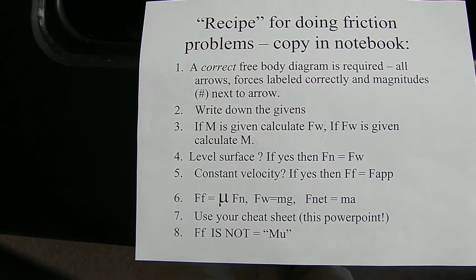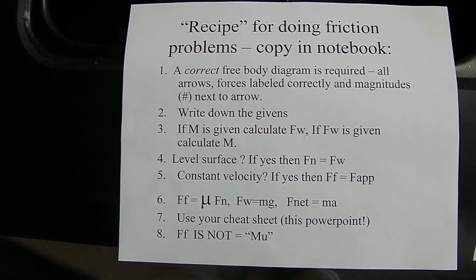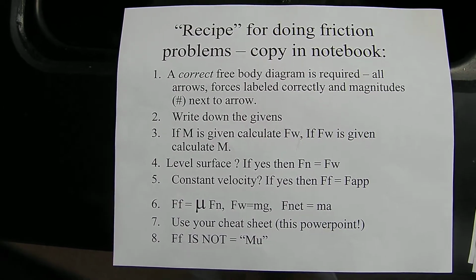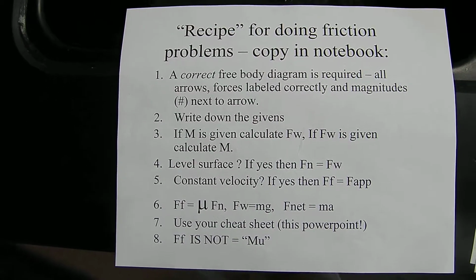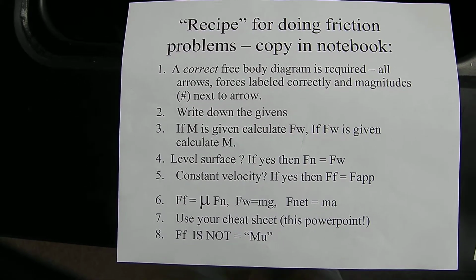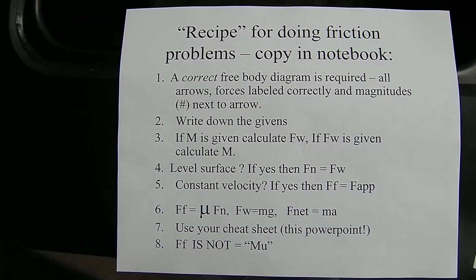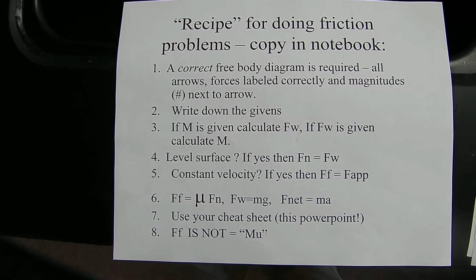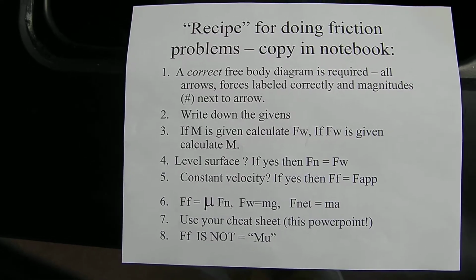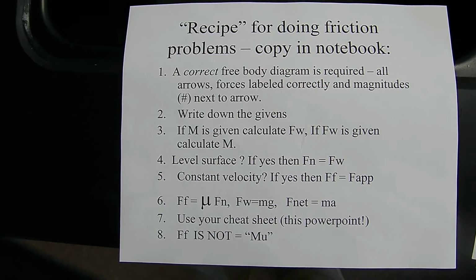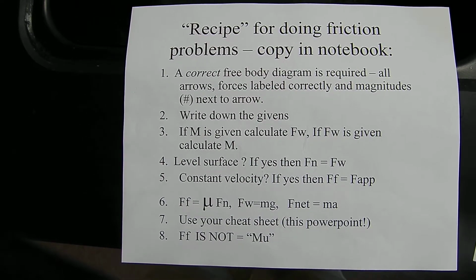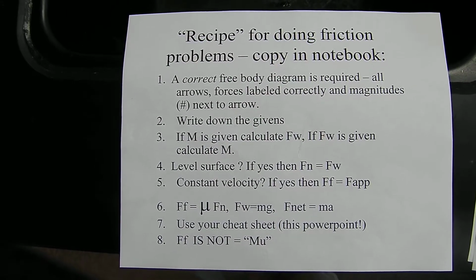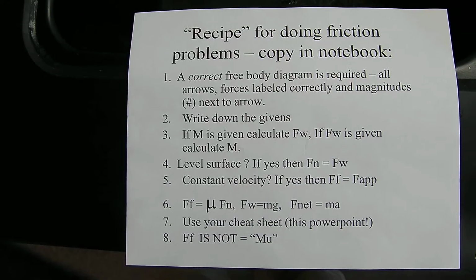Since these problems in the beginning of this chapter are all on level surfaces, we can immediately write down that the normal force is equal to the weight. And this problem does apply for step 5 here. It is a constant velocity problem, and because it's constant velocity, we can immediately set the frictional force equal to the applied force. Other formulas you're going to be given: FF equals mu Fn, FW equals mg, and the net force is equal to mass times acceleration, which is Newton's second law. And don't forget to use your PowerPoint as a guide to doing these problems. So let's go ahead and do this problem here.